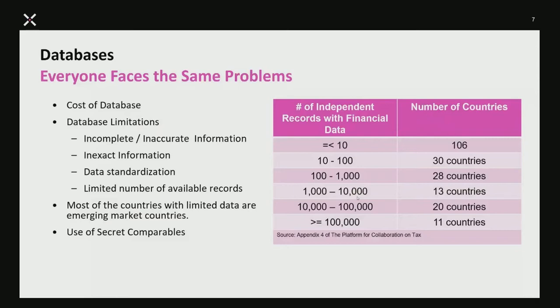I've also put a little statement here about the use of secret comparables. This was probably more of a problem many, many years ago. I think nowadays, most countries have taken a position in terms of the use of secret comparables to basically say, we don't advise it. And the secret comparable data, where does it come from?